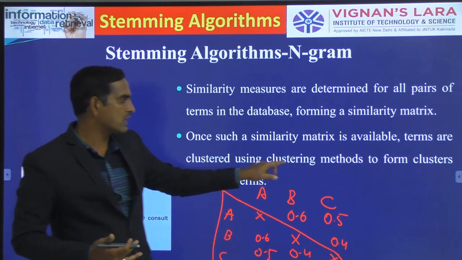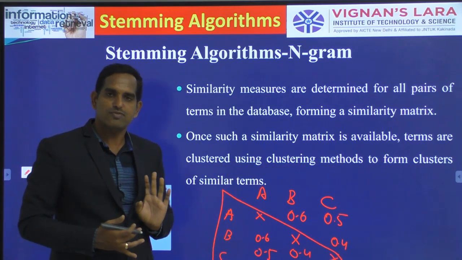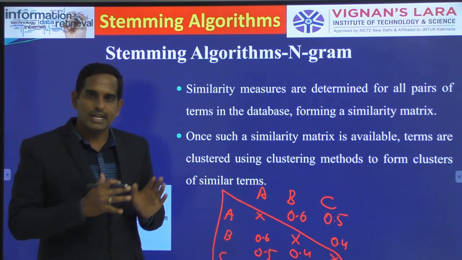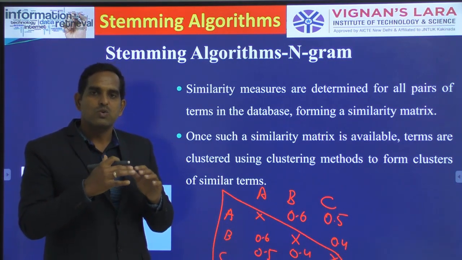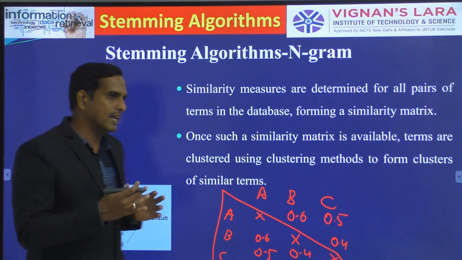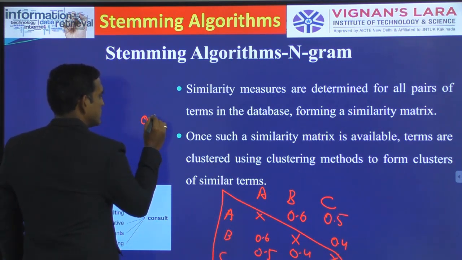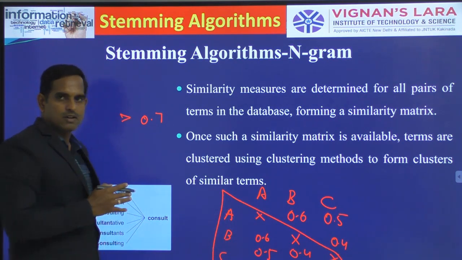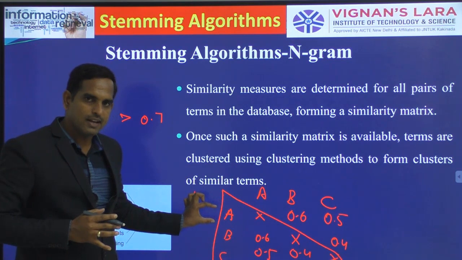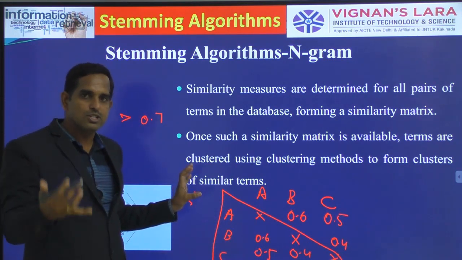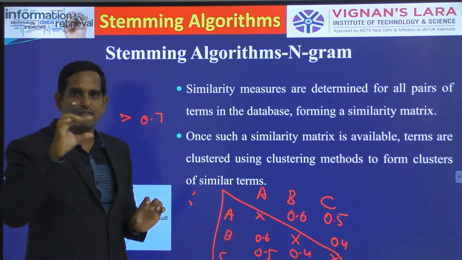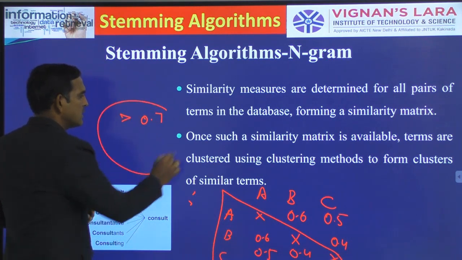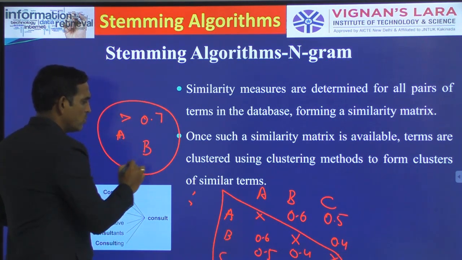Terms are clustered using clustering methods to form clusters of similar terms. Okay, once after forming this similarity matrix, what we try to do is, we try to cluster all the similar terms, that is, which are having a larger value. That is, if I take a similarity coefficient of 0.7, that is, if for a particular word, for A, there is a similarity coefficient of greater than 0.7 for the remaining terms, then I can group all those things into one cluster.